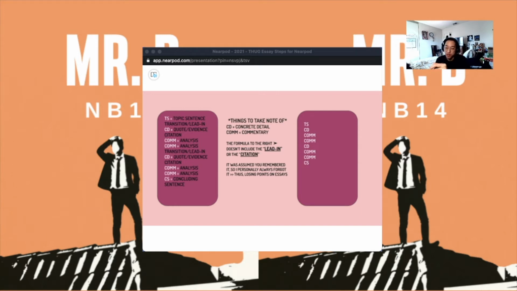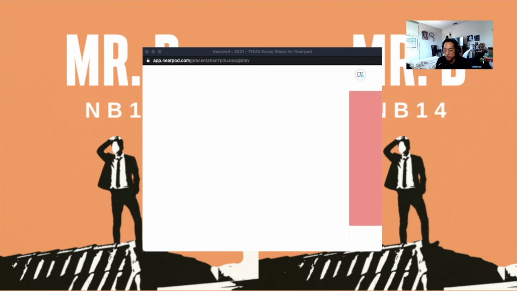Now, if you notice in the breakdown of the formula itself, it doesn't have abbreviations for the transition or lead-in or your citations. And this is often something that I would forget when I was writing my essays, so make sure not to leave that out if you're someone who finds this formula useful. Include your lead-in and your citation. It was always assumed that you would remember your lead-ins and your citations, and I often lost a lot of points for that in my essays because I would write this formula down on the right hand side of my paper, and I just didn't have a little reminder that I needed a lead-in or a citation.